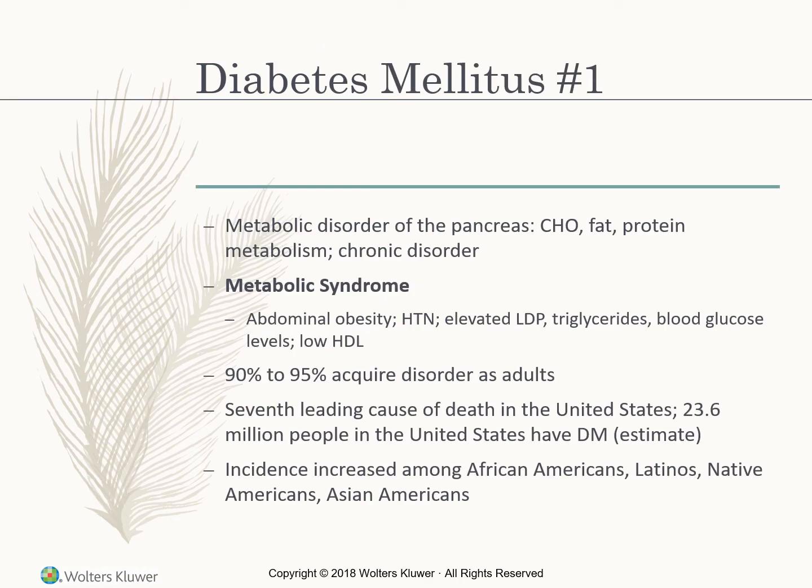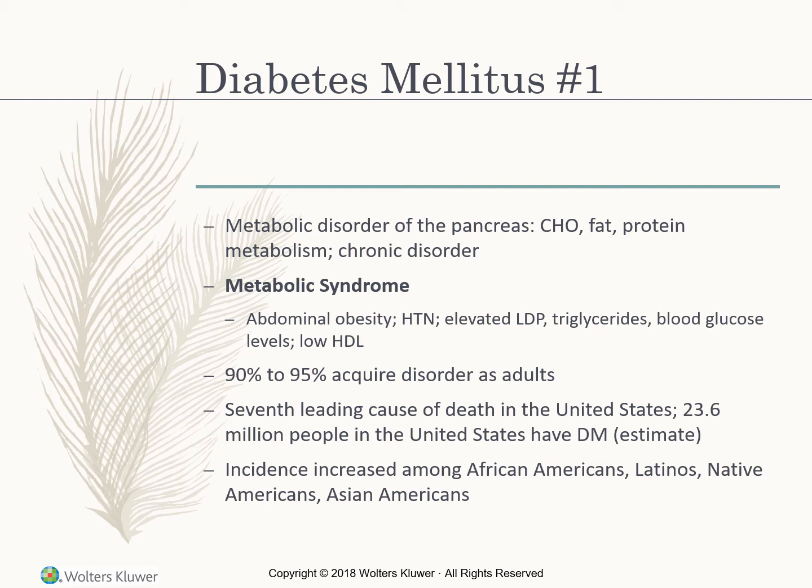So, diabetes mellitus is a metabolic disorder of the pancreas, which affects the carbohydrate, fat, and protein metabolism. It's believed that diabetes in adults is a consequence of metabolic syndrome. So this includes obesity, especially in the abdominal area, high blood pressure, elevated triglycerides, low density lipoproteins, blood glucose levels, and a low high density lipoprotein level.